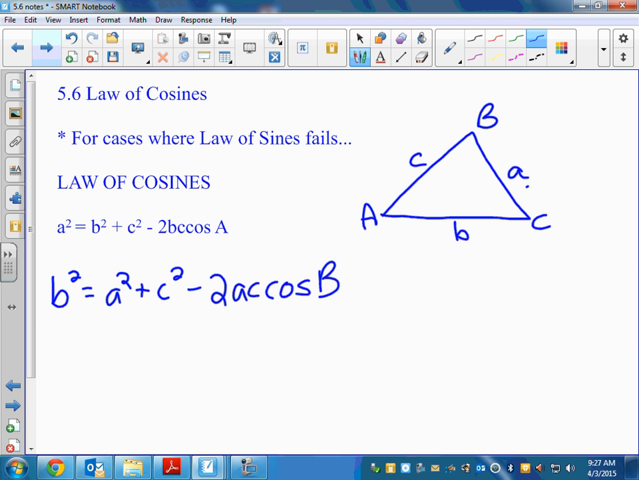Which means we really can write this 3 ways, but I don't feel like you have to memorize 3 formulas, because you just have to know what goes together. So we could say that if I knew angle C, C squared is going to be equal to the sum of the other two sides. It's going to be A and B, right? A squared plus B squared minus 2 times A times B cosine C. Yes?